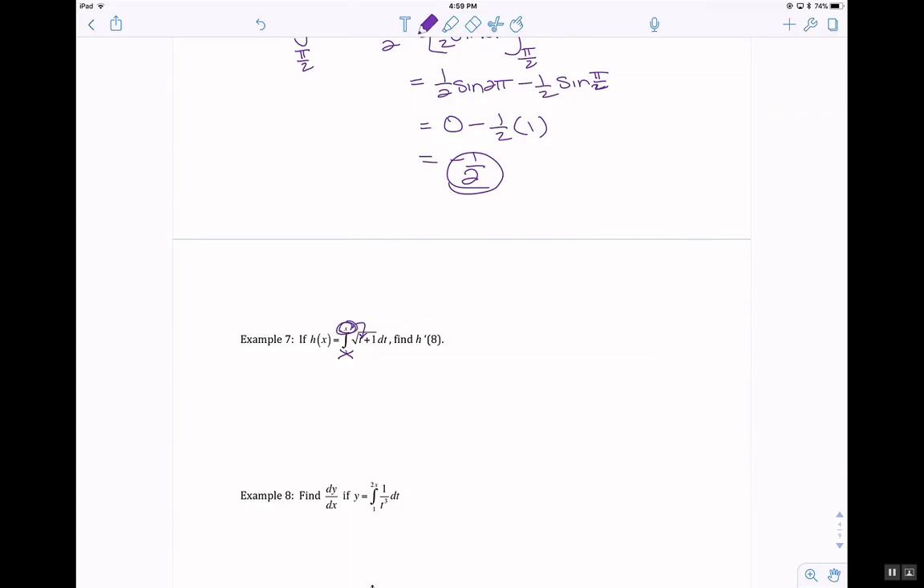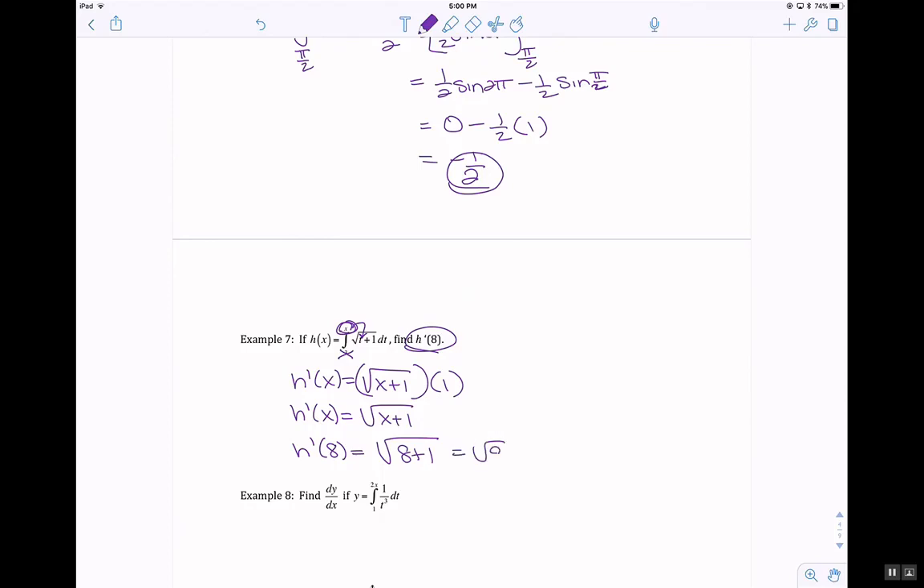So h prime of x is root x plus 1 times the derivative of x, which is 1. So h prime of x is equal to root x plus 1. I want to find h prime of 8, so h prime of 8 is equal to root 8 plus 1. So then you get the square root of 9, which is equal to 3. Okay?